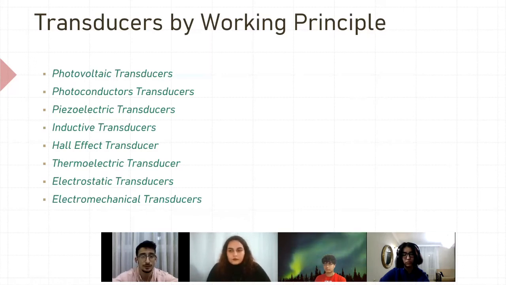Electromechanical transducers convert mechanical energy into electrical signals. Mechanical displacement and positioning are the usage areas of electromechanical transducers.